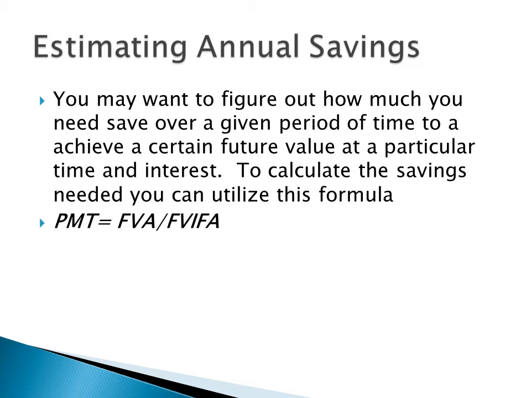The final equation that we're going to show you is estimating your annual savings. You may want to figure out how much money you need to save over a given period of time to achieve a certain future value at a particular time and interest. To calculate this savings, you need to use this equation here, which is very easy. The future value of an annuity divided by the future value interest factor of an annuity is going to show you the payment that you need. Simple as that.